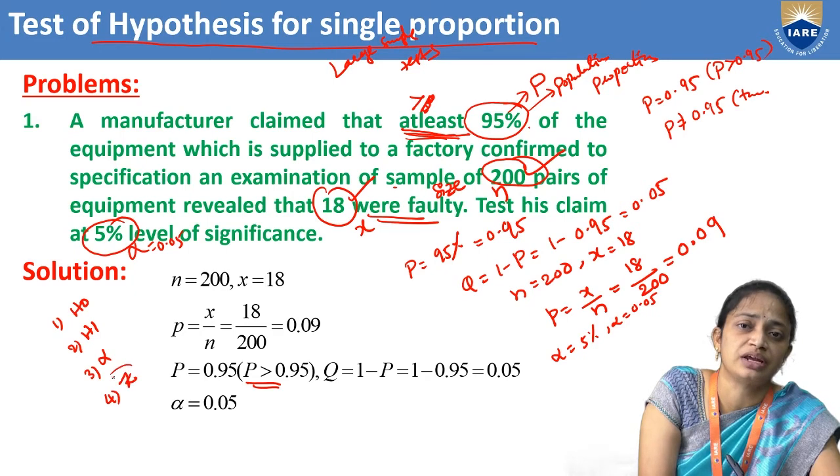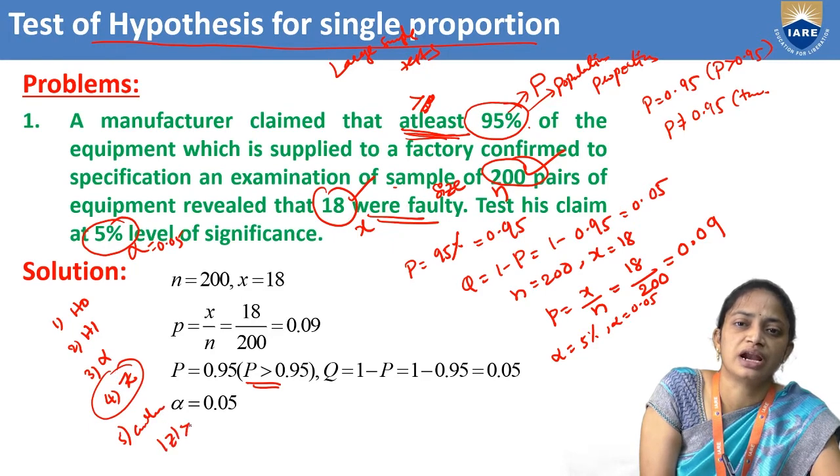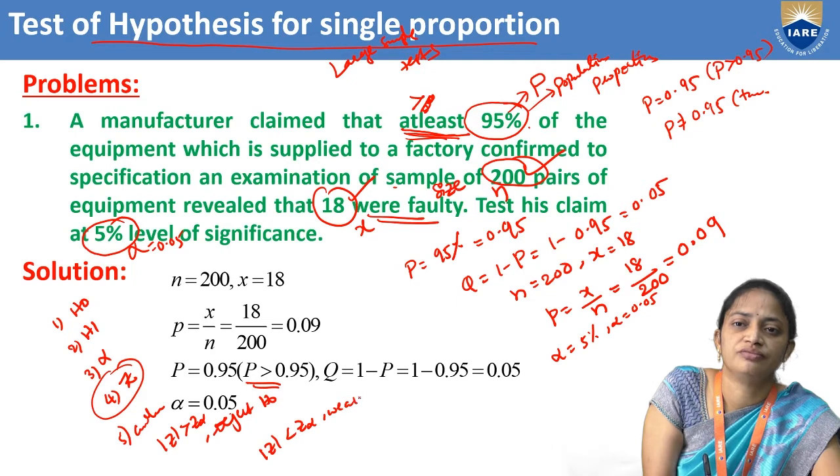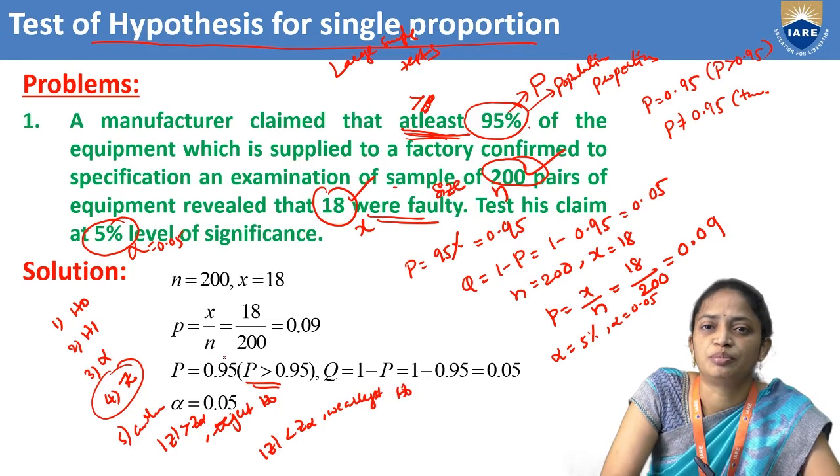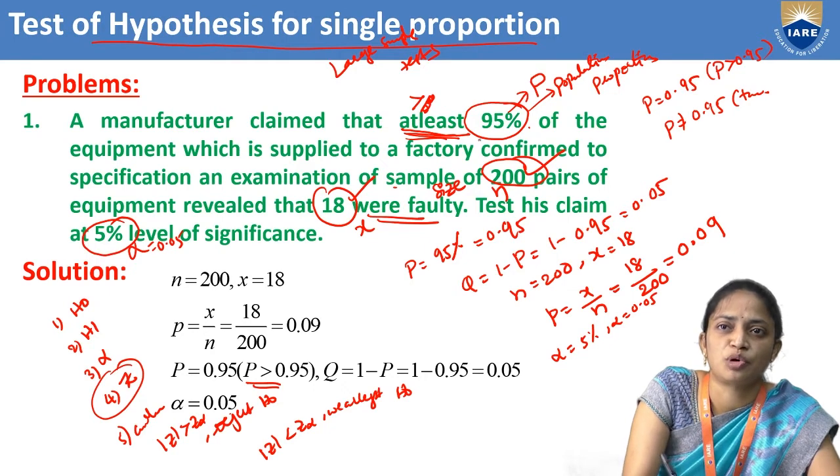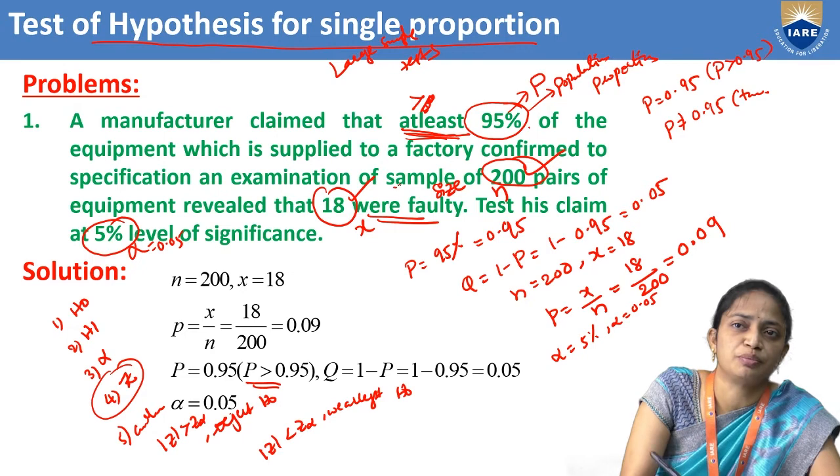Here we are going to write our formula, after that the conclusion. In the conclusion, if modulus of z is greater than z alpha, we reject the null hypothesis. If modulus of z is less than z alpha, we accept the null hypothesis. That is the procedure to solve these types of problems for single mean, difference of means, single proportion, or difference of proportions.